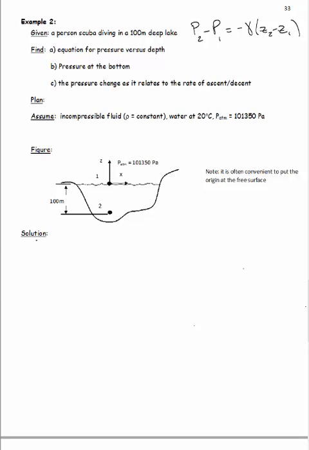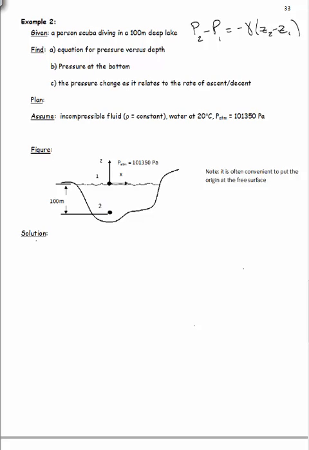One of the things we normally do to make our lives easier is pick a coordinate system where z equals 0 at the free surface. You don't have to. You can pick z equals 0 anywhere, but it just makes our lives easier sometimes. So that's what I've done here. Point 1 is right there at the free surface in our coordinate system. Our z is going straight up from there.